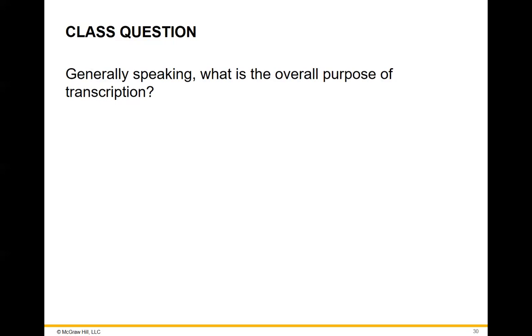Okay, our next question is for Sarah H. Generally speaking, what is the overall purpose of transcription? What does transcription do?